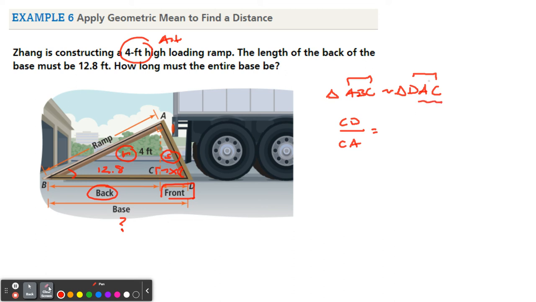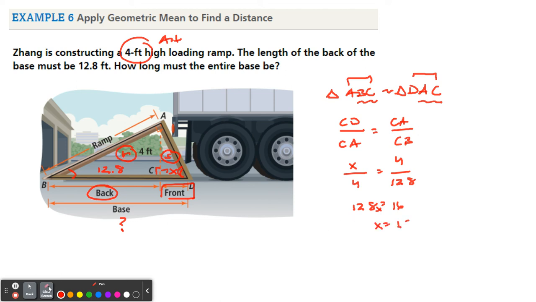Right? Now I did put CD on top, right? So this is kind of confusing, right? I put CD on top, so this CA is going to go on top. And then that corresponds to BC or CB, which goes on bottom. But again, understand that the altitude must be in the same space because it's going to be the geometric mean this time. All right, so CD is what I'm looking for, x, CA is 4, CA is 4, and CB is 12.8. Cross multiply 12.8, x equals 16, and divide by 12.8.